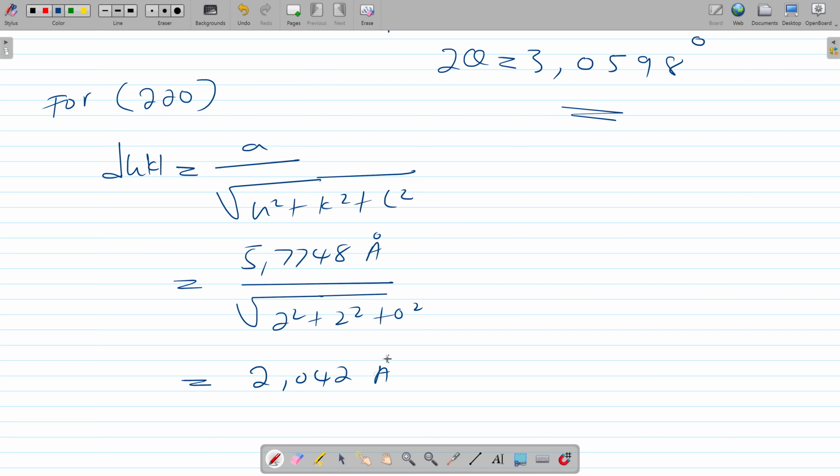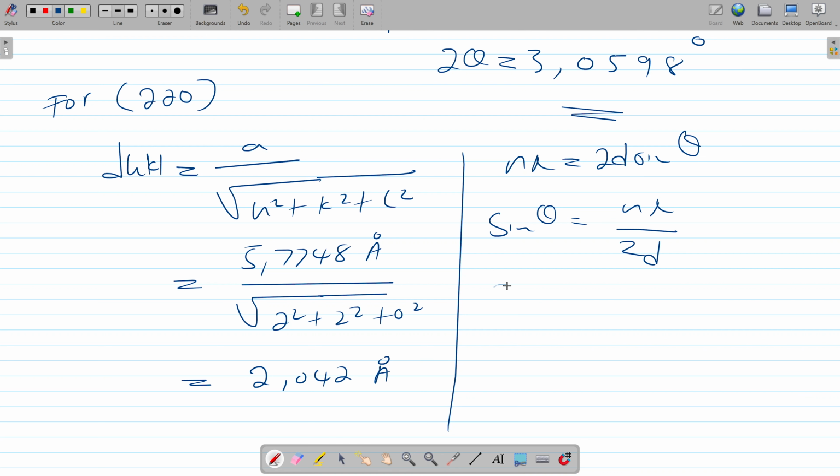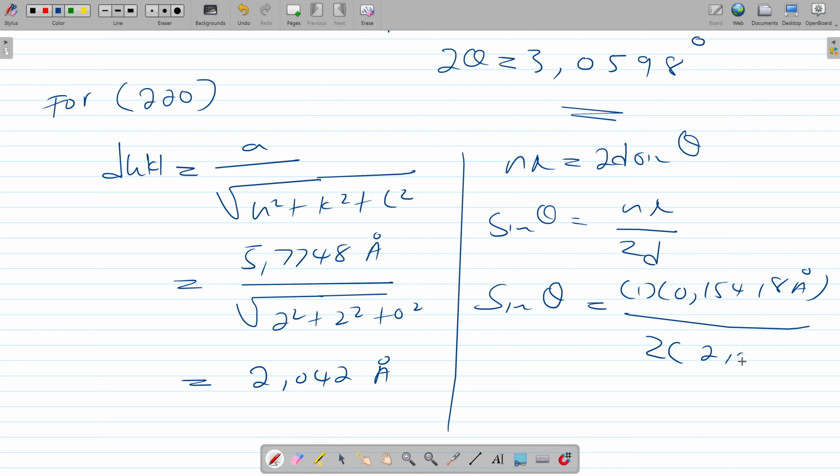2.042 angstrom. And from there we can calculate n lambda equals 2d sine theta, so sine theta is equal to n lambda divided by 2d, which is going to be 1 into 0.15418 angstrom divided by 2 into 2.042, and theta is going to be the arcsine of the following.